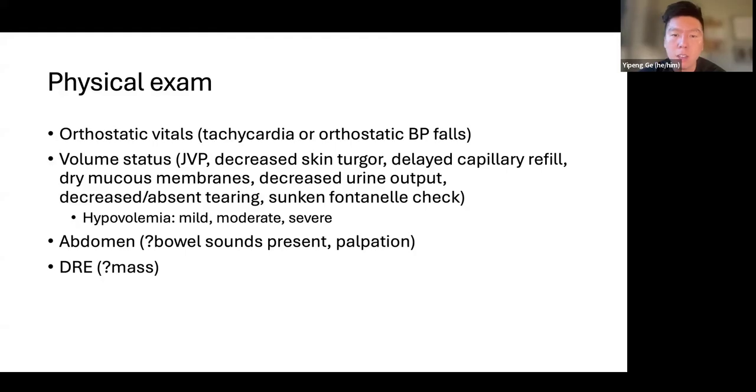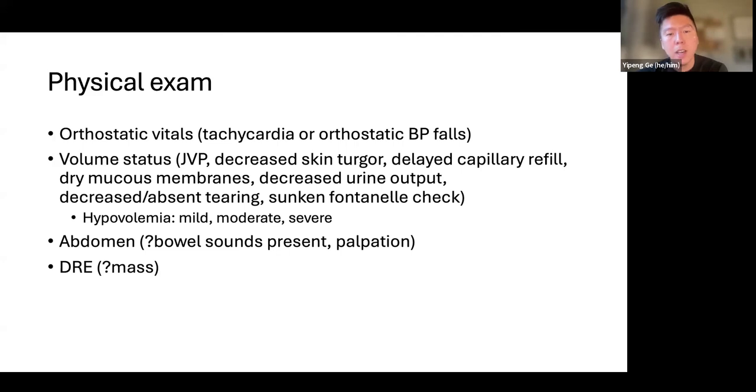And certainly for any age, but particularly for pediatric patients, there is decreased urine output. So I'm asking about wet diapers if they're not potty trained. If they are, it is sometimes a little more challenging to get a sense of urine output from a parent, but sometimes the child can also tell you that they have been going to the washroom less frequently. And sometimes hypovolemia, like decreased volume status, is good to put in these boxes of mild, moderate, severe.